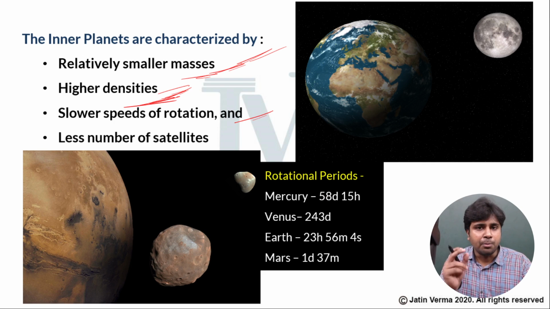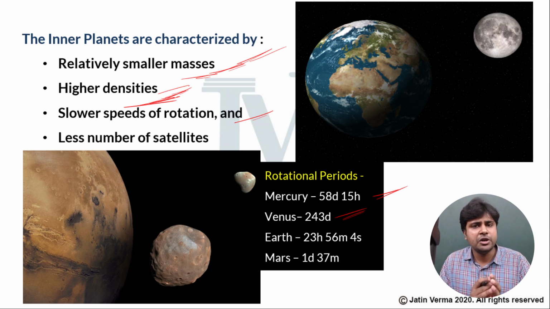Mercury finishes one rotation around its own axis in 58 days and 15 hours. Venus, just look at Venus. It takes 243 days to finish one rotation around its axis. So it is the longest in the solar system. I hope you're understanding. Venus takes the longest time in the solar system to finish one rotation around its axis.